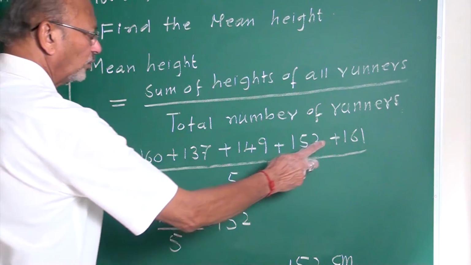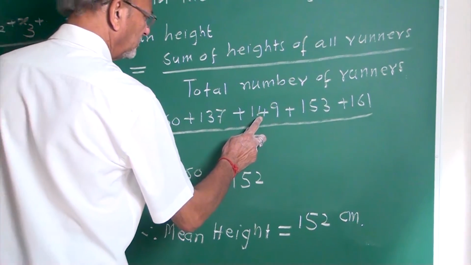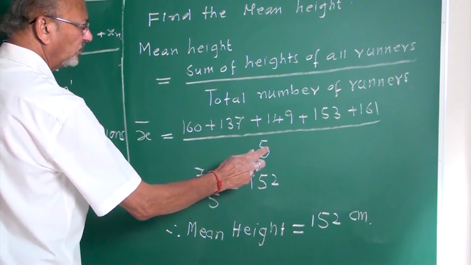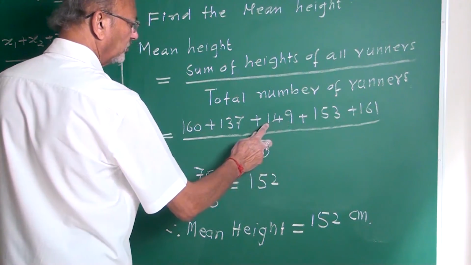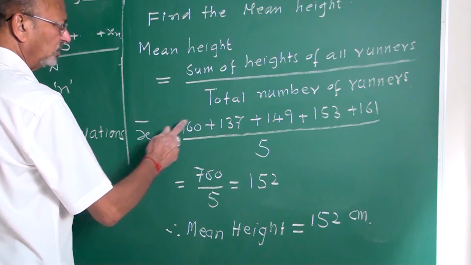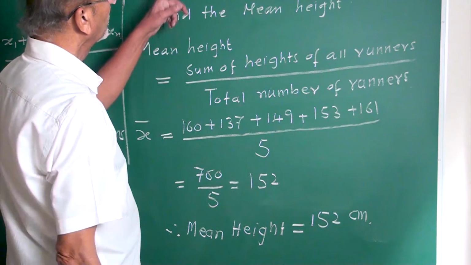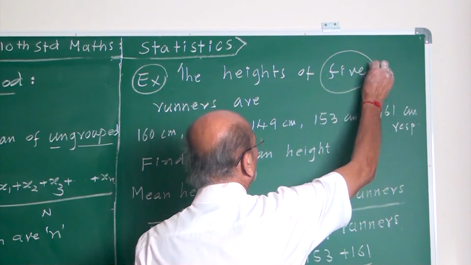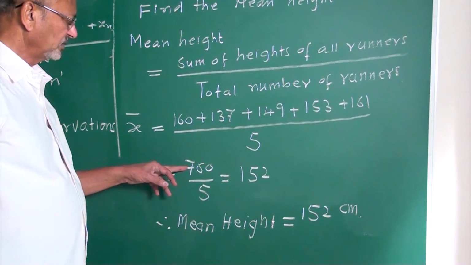0, 2, 8, 13, 17, 20, 26. 2, my friends. 2 plus 1, 3, plus 1, 4, plus 1, 5, 6 plus 1 is 7. So, the sum of the numerator is 760 upon 5. There are 5 runners, my friends. There are 5 runners. It is 760 upon 5.